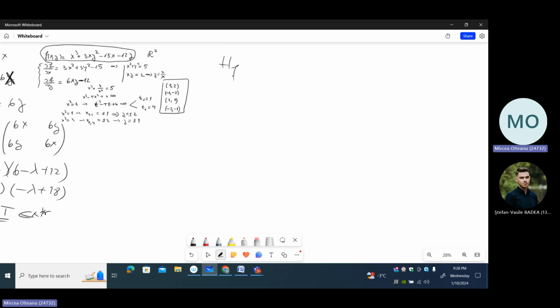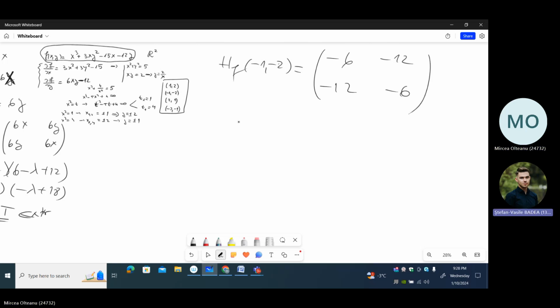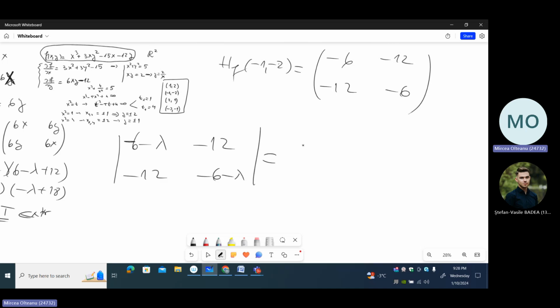The Hessian matrix at minus 1, minus 2 is minus 6, minus 12, minus 12, minus 6. The characteristic polynomial will be minus 6 minus lambda, minus 12, minus 12, minus 6 minus lambda, which means 6 plus lambda squared minus 12 squared. So again, we shall have a mixed sign, obviously. So again, it's not an extremum, and so on for the other two.